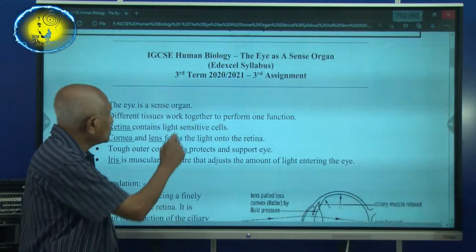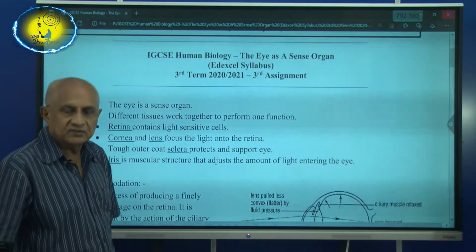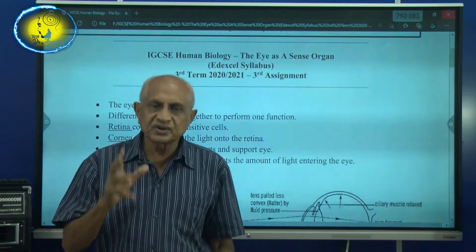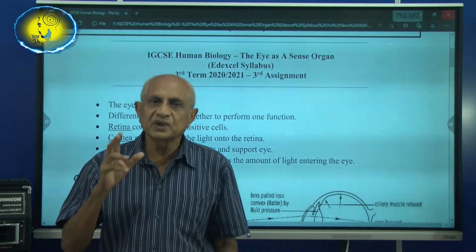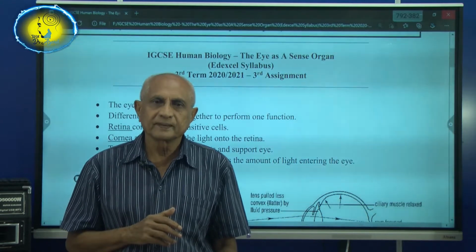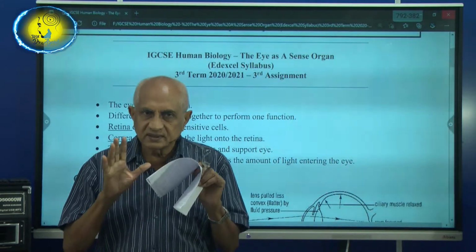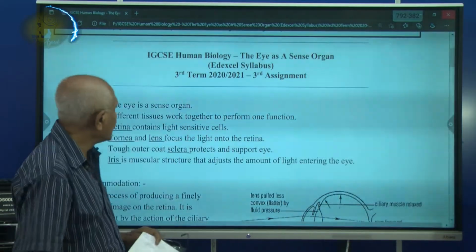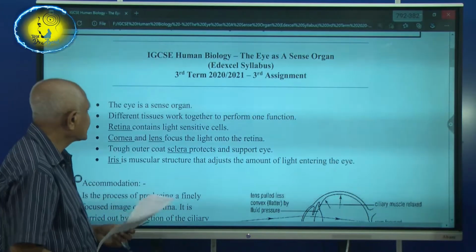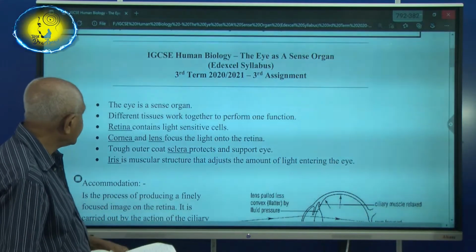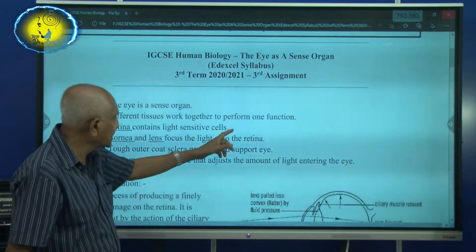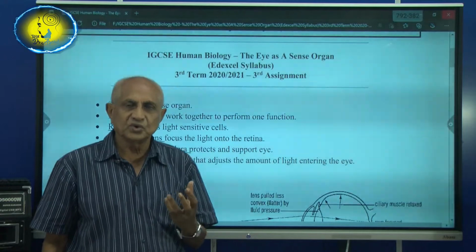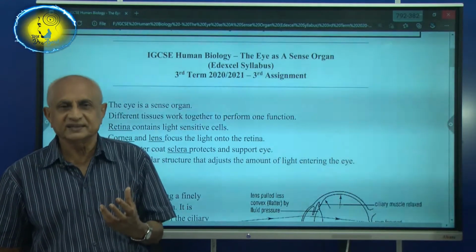Now we look at this eye. Visualize the structure of the eye, because you have done this before. Visualize in your mind the structure of the eye. Now you can see the eye is a sense organ, and different tissues work together to perform one function. You know the parts of the eye.